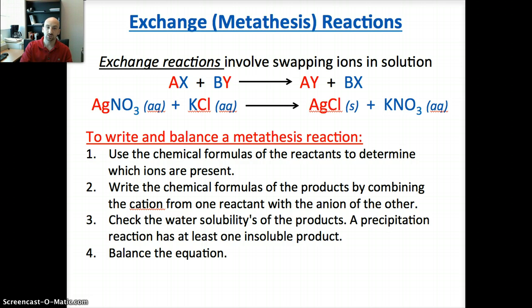You're going to use the solubility rules we just learned about in order to identify the precipitate in the reaction. Here is silver chloride. We would know that that's insoluble and that falls out of solution. So make sure you practice some of these and you're familiar with these reactions and how to write them.